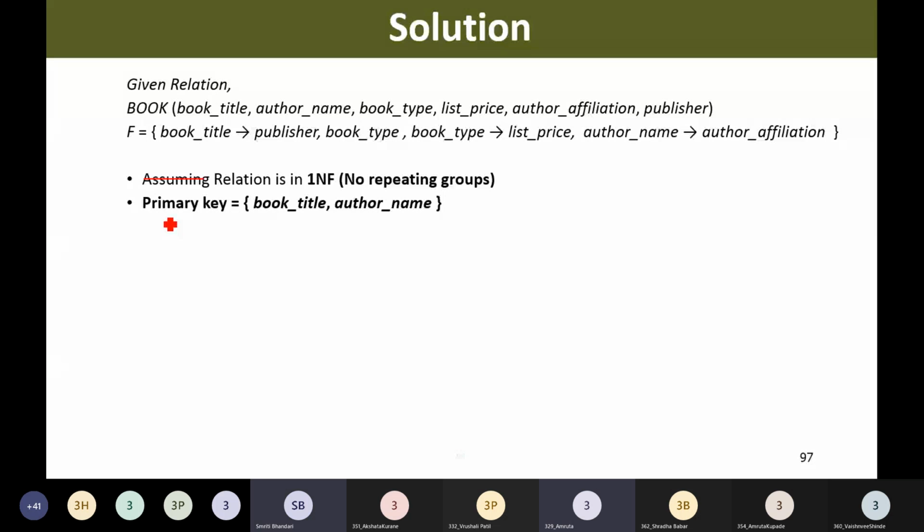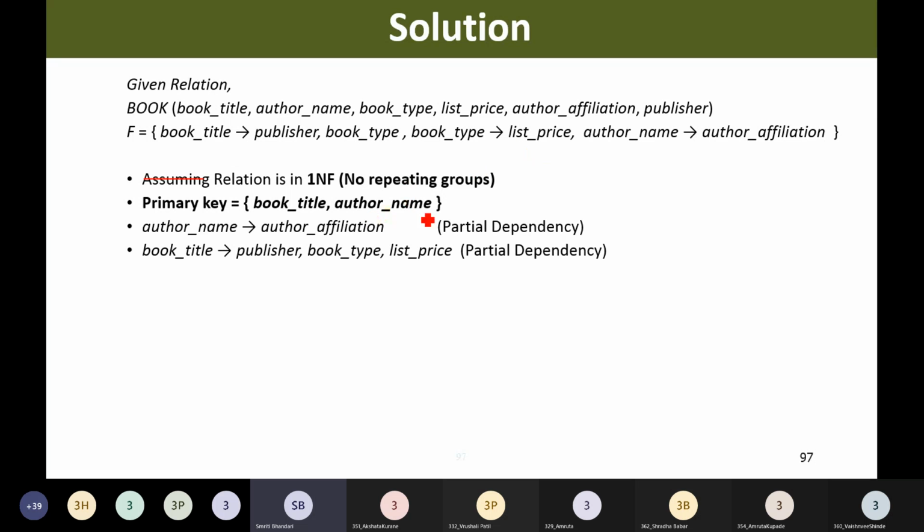Yes, ma'am. What are those? Book title determining publisher, book type. Book title determining publisher, book type, yes, and also list price. Correct? Book title is determining book type, which is determining list price. So we may say book title determines list price.